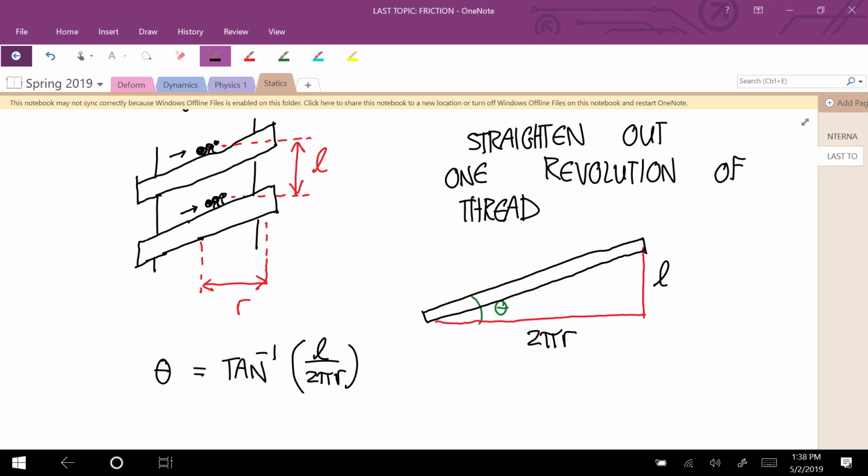Any questions about that? Because that radius is a horizontal distance. It's not an angled distance along the thread. And that's just a radius you can measure with calipers, so that's a really convenient thing.